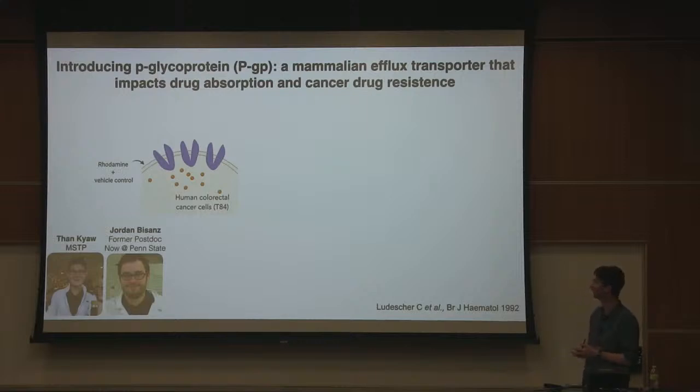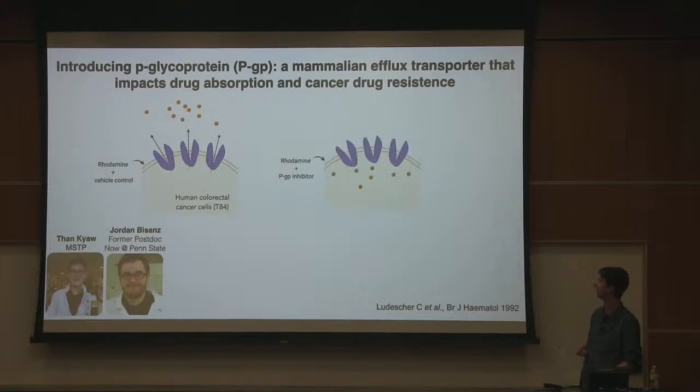evade treatment. And so you can look at PGP in any cell line or in cell lines using what's called the rhodamine assay. So you add a dye called rhodamine that's a fluorescent substrate for PGP. And so if PGP is there, it'll spit it back out, and you'll have a dark cell. But if you have an inhibitor present, the rhodamine will build up inside the cell, and then it'll be brighter.